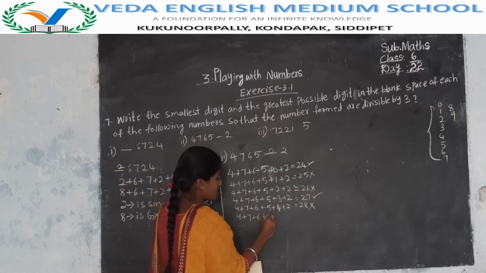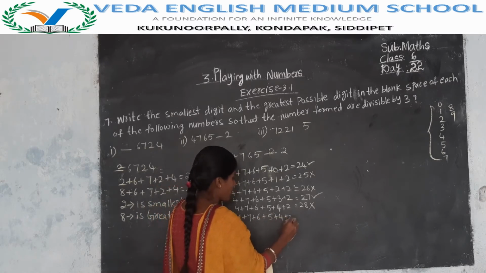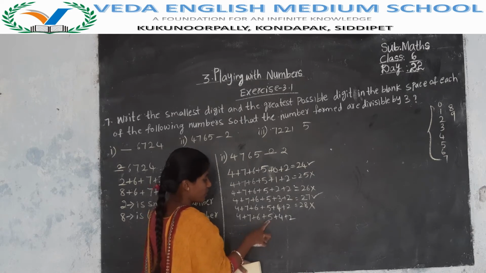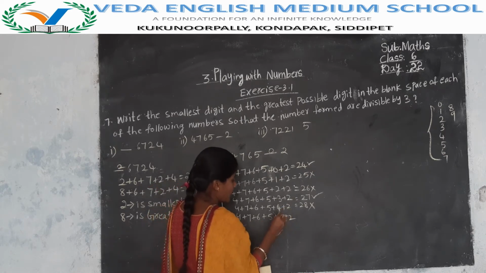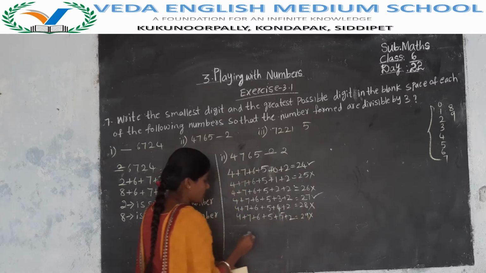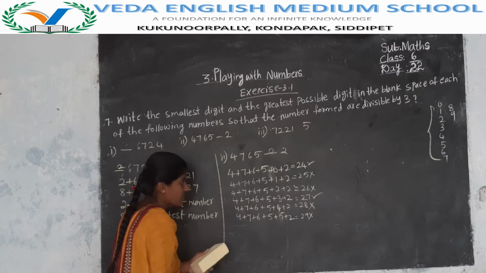4 plus 7 plus 6 plus 5 plus 5 plus 2. 4 plus 7, 11, 11 plus 6, 17, 17 plus 5, 22, 22 plus 5, 27, 27 plus 2, 29. 29 is not divisible with 3. After 5, the next number is 6.